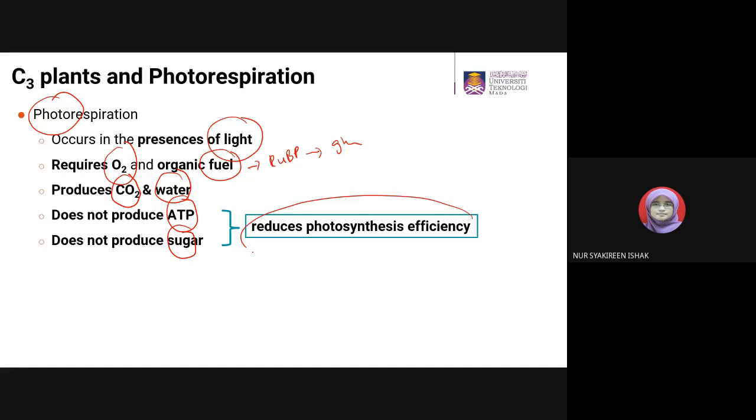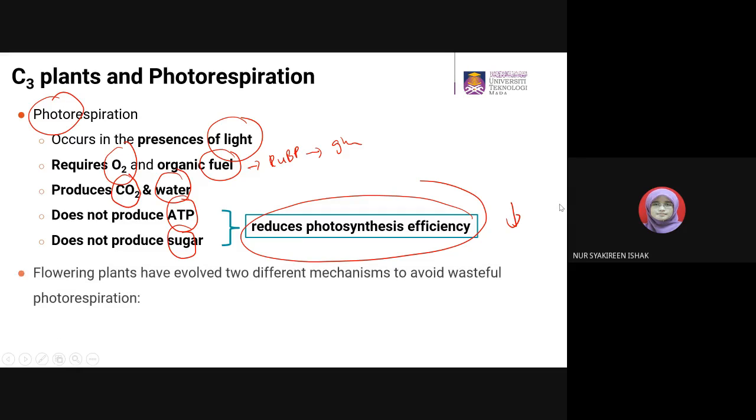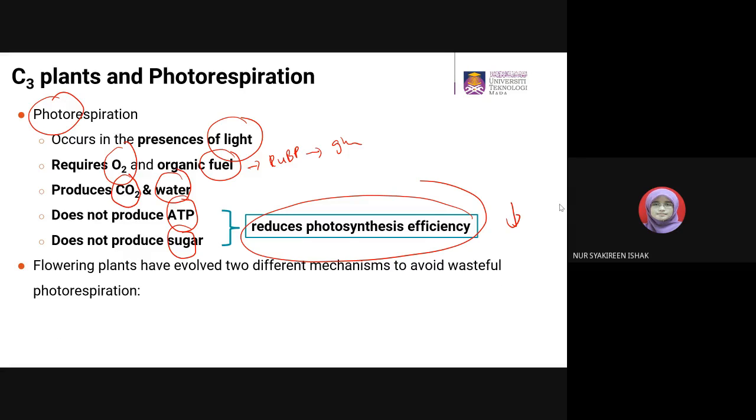So this will reduce photosynthesis efficiency, reduce the production of sugar. Okay. So flowering plants have evolved 2 different mechanisms to avoid this wasteful photorespiration, which is a C4 pathway and a CAM pathway, crassulacean acid metabolism.